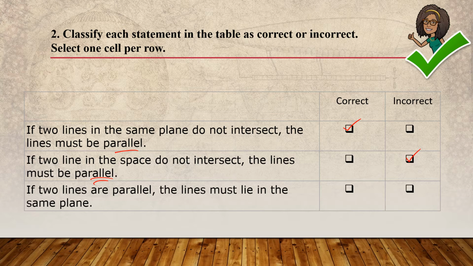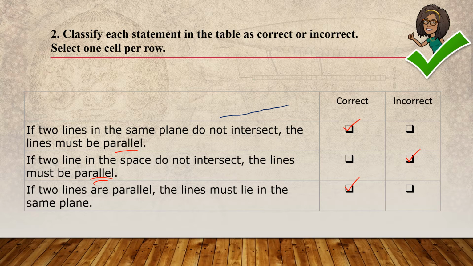Okay, the last statement says that if two lines are parallel, the lines must lie in the same plane. So if we have a plane here, and we have two lines that are parallel, then obviously they have to be in the same plane. We can't have a line somewhere in another plane and still be parallel to this one. So the two lines must be in the same plane in order for them to be parallel, so that is the correct statement.